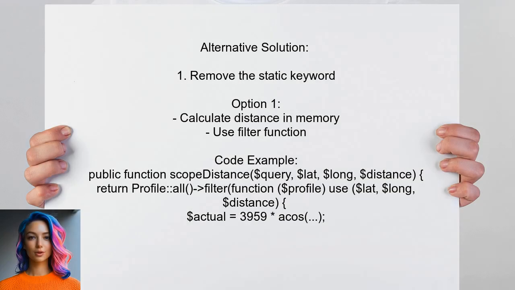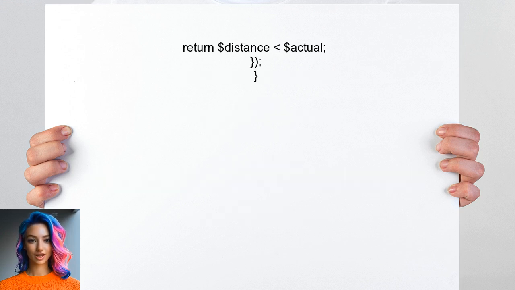An alternative approach provided by another user suggests two options for calculating distance in Laravel. First, they recommend removing the static keyword from the function call. Then, in option 1, you can perform the calculation in memory by filtering the profiles based on the calculated distance. This method uses the filter function to check if the distance is less than the specified value.